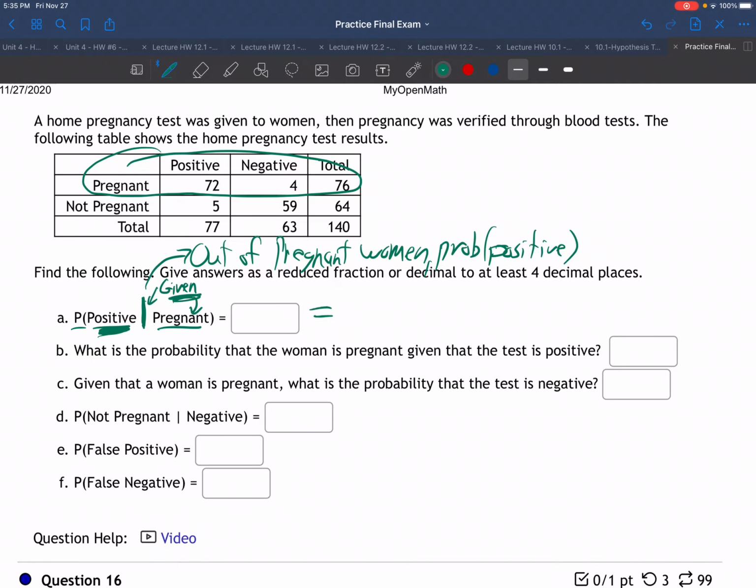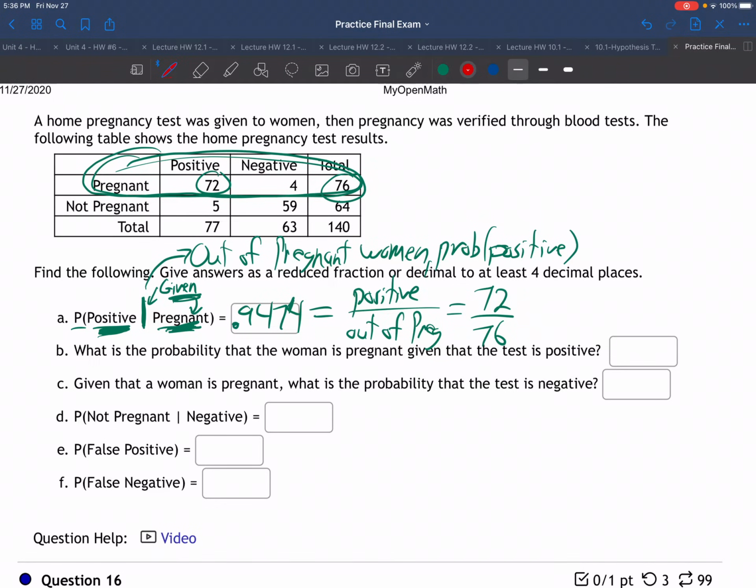Well, that's going to be positive out of the pregnant women. So what's the chance it's positive? Well, there's 76 pregnant women. Out of them, how many are positive? 72. See what I did then? I limited the field to just the top row because they told us we're given that it's a pregnant woman. So out of those 76 pregnant women, how many tested positive? 72 divided by 76. My calculator's telling me 0.9474, rounding the 36 to 4 there.